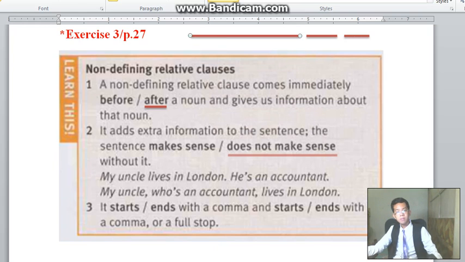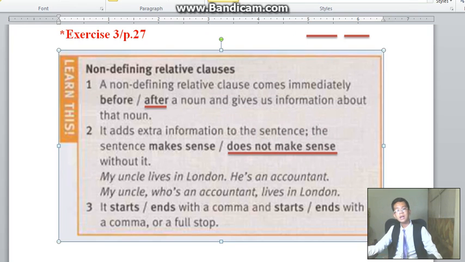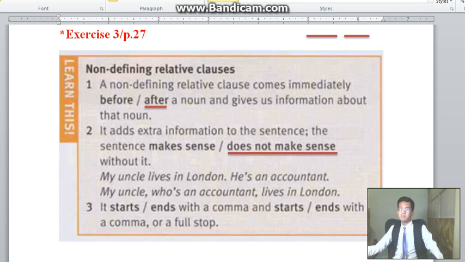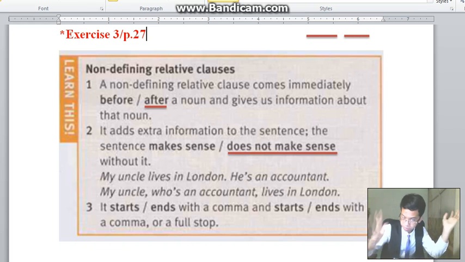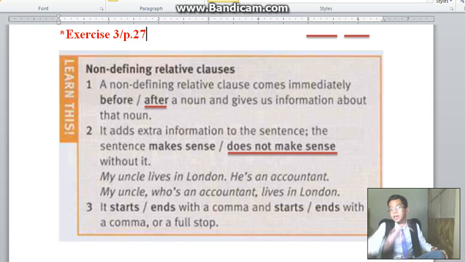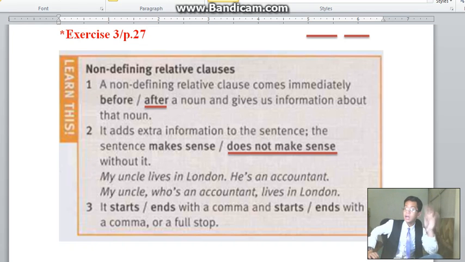We'll move it right below, just like in the line. Number 3. You can see those 2 examples down below. My uncle lives in London. He is an accountant. That is a simple sentence. But if we put in a non-defining relative clause, it would be: my uncle, comma, who is an accountant, comma, lives in London.